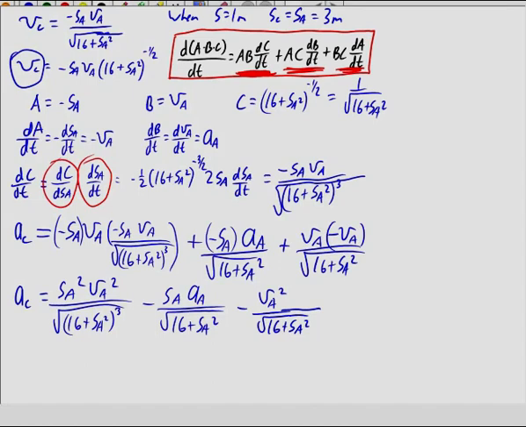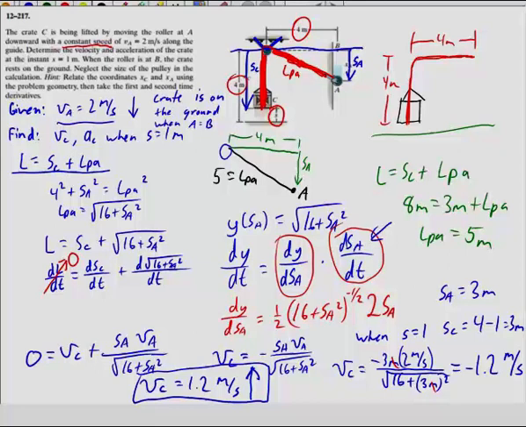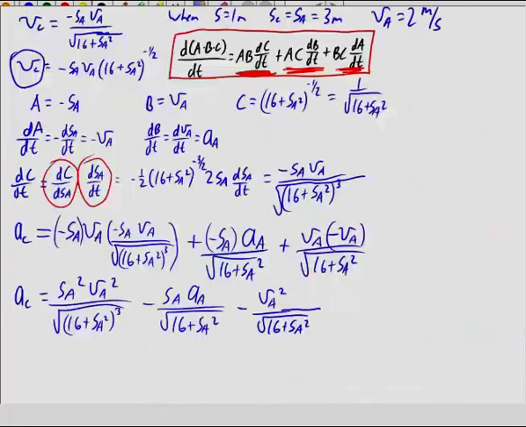Now we know that SA is going to be 3 meters. We know that VA is going to be 2 meters per second. That was another one of our givens that I should write here. VA is equal to 2 meters per second. If we look down in our equation, the only other unknown that we need is the acceleration of A. Now the acceleration of A wasn't specifically spelled out, but let's go back and look at the problem. The crate C is being lifted by moving the roller A downward with a constant speed of VA equals 2 meters per second. So if it's a constant speed, that means it's not accelerating. So the pulley does not have an acceleration, meaning the acceleration of A is equal to 0. I'm going to go ahead and put that up here.